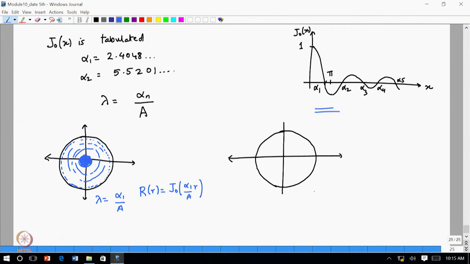So, now if you have lambda equal to alpha 2 by a, it is right here. What you can see is that the amplitude crosses 0 and becomes negative, and then it again comes to 0. So here your R of r is equal to J0 of alpha 2 r by a. Again, your amplitude is largest in the center.